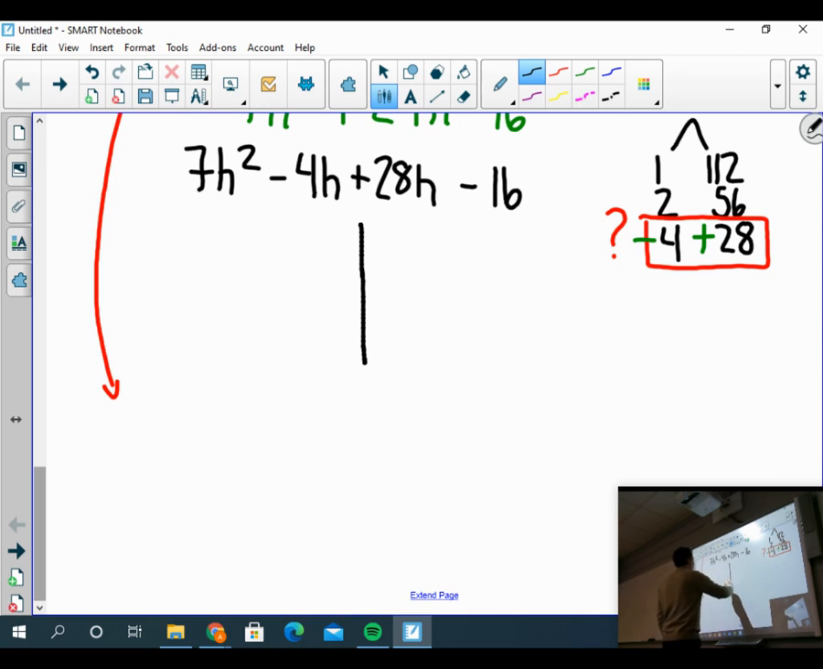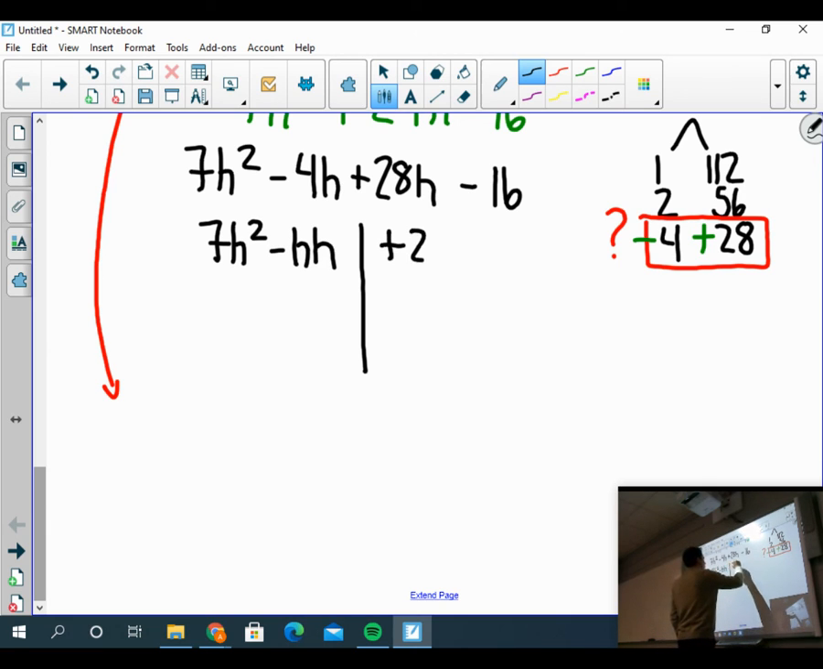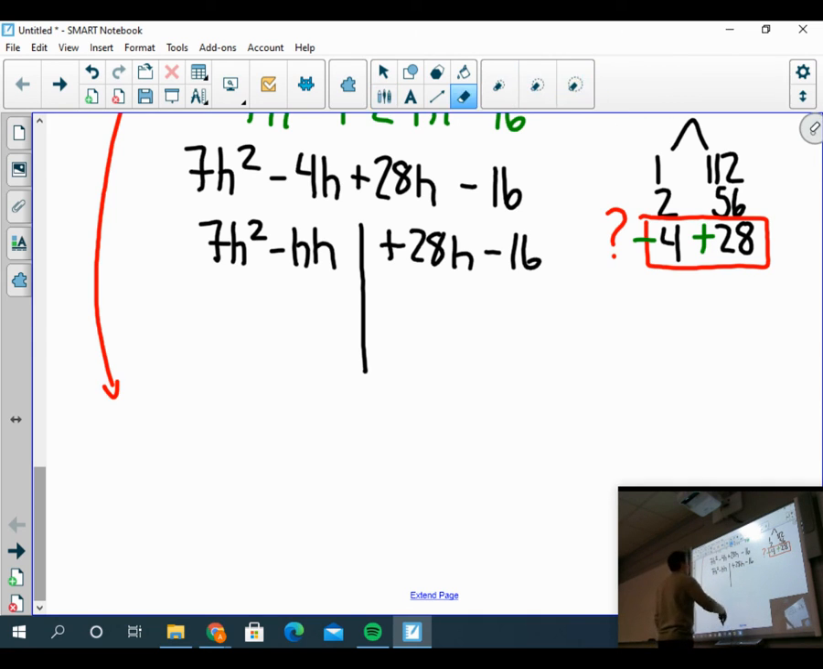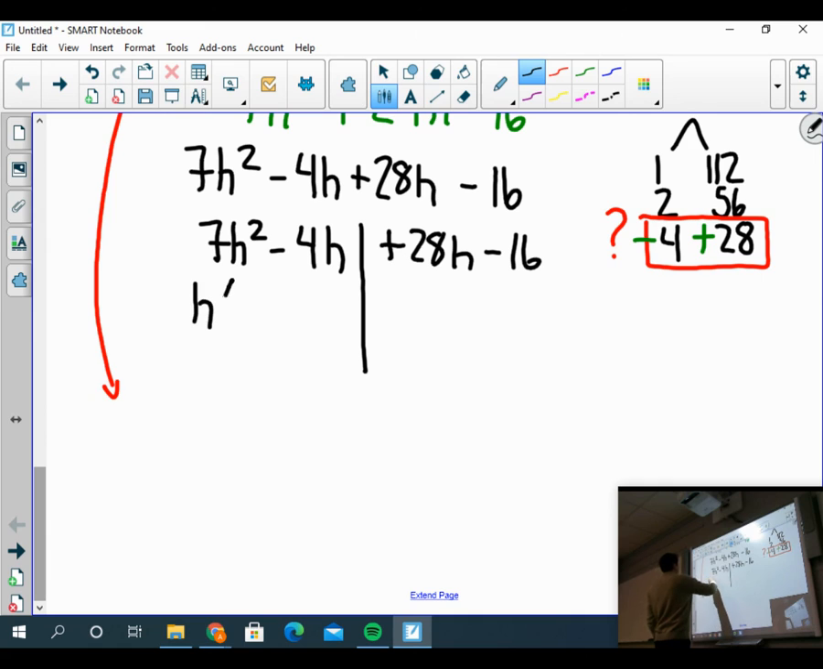At this point, build my wall. 7h squared minus 4h and 28h minus 16. I notice I can factor an h out of these, which means I need to do 7h squared divided by h, giving me 7h. Minus 4h divided by h is just minus 4.